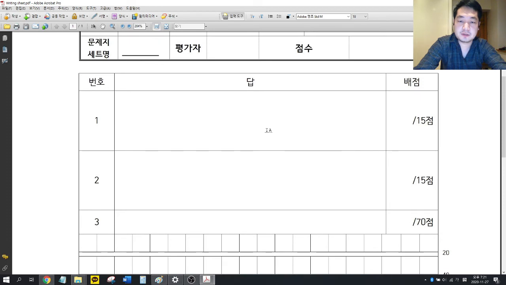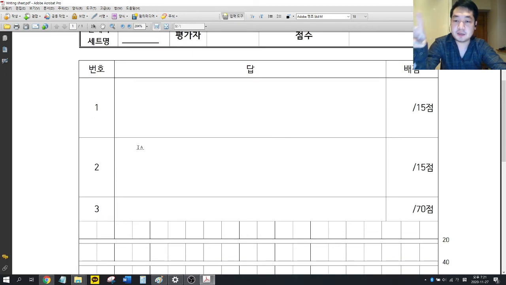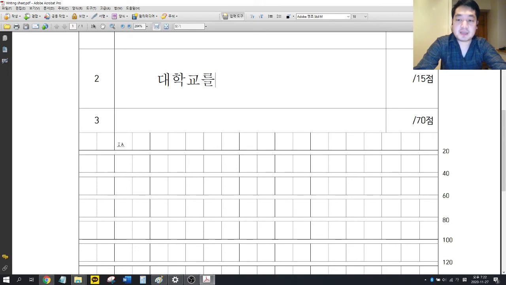And there is an answer area for you. There are three questions in the writing part. Number one and number two are short answers. You should just answer short. 한국에 maybe can be an answer, or 대학교 university or something like this. Yeah, one or two words. Tricky part is the essay part.